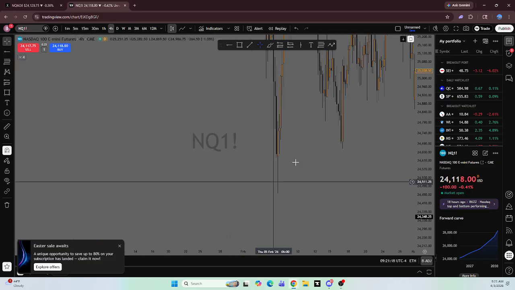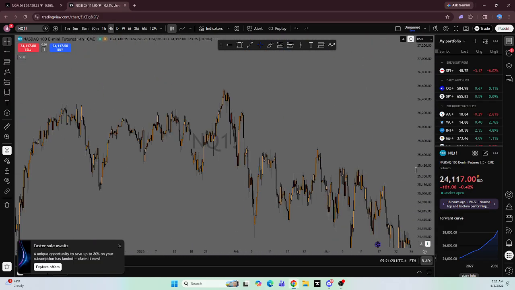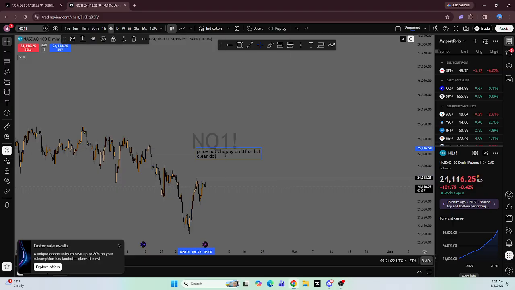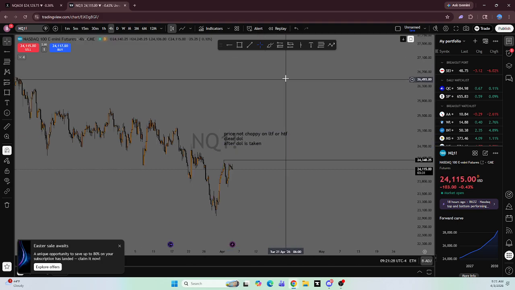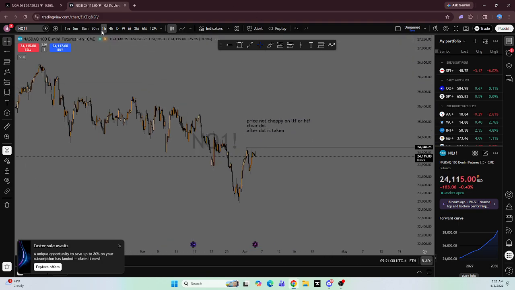There's the next one. Another time not to trade: after the draw on liquidity is taken. I had a good example of that the other day. Let's go and find it.